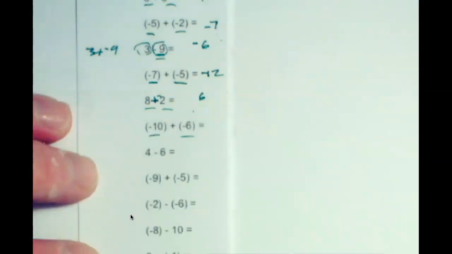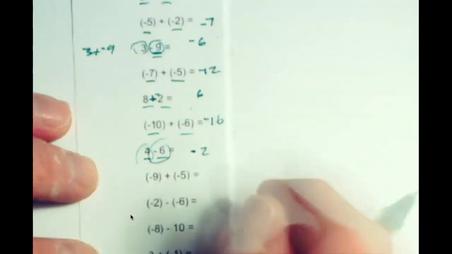All right, add these guys up. You got same signs. Add them up. 10 plus 6 is? Is it positive or negative? It is negative. Here we go. We have different signs. We have a positive 4 and a negative 6. What's the difference between 4 and 6? Positive or negative? It's a negative 2.